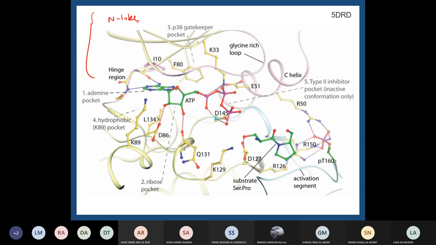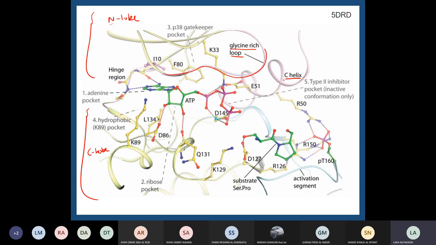And what is at the bottom of the ATP? That's the C loop. Of course, not all of them are shown, just fractions of it. The one you see here highlighted in pink represents the glycine rich loop. It's as if it opens to allow the ATP to enter, and it closes after the ATP gets in. Okay? And this is the C helix.